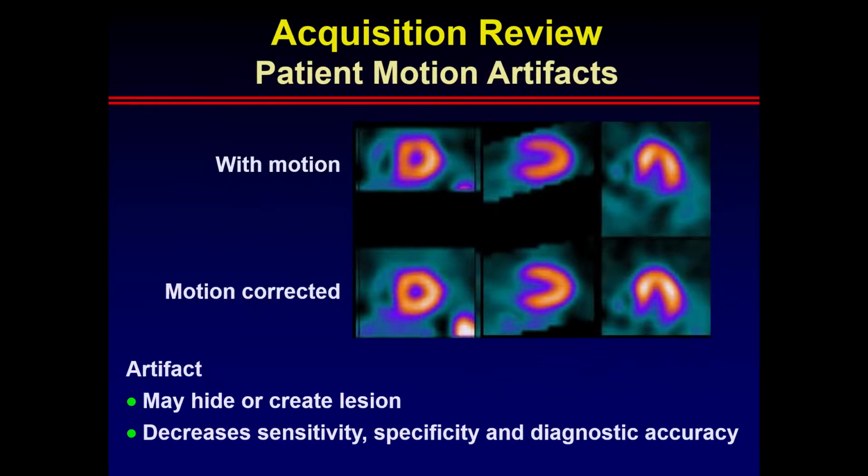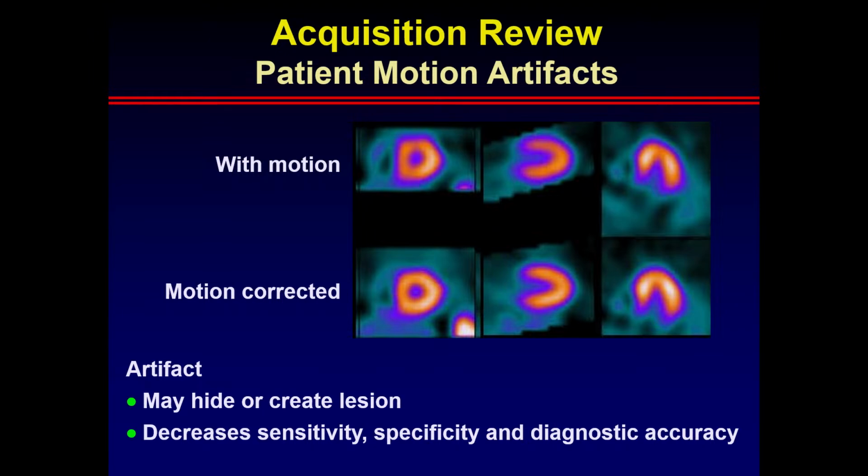So this is motion artifact, and you'll see on the top there's an anterior defect, and on the bottom software was used to motion correct, and you can see that defect goes away. Okay. Now, let me tell you that we don't usually like to use software, because software can sometimes make things look worse than they actually look to begin with. So the best type of motion correction is no patient motion, period.